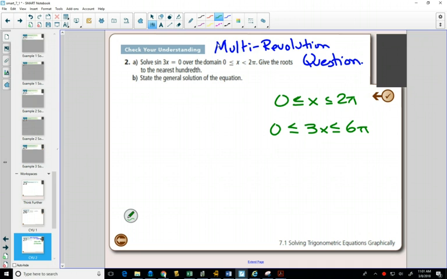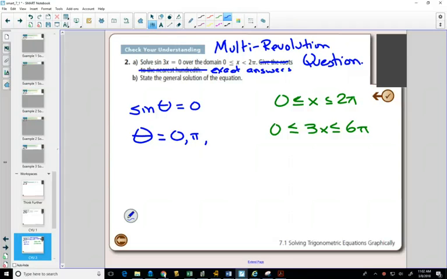So again, and don't write this part down, if this was just sine theta equals 0, and you were solving for it, is your y-coordinate ever 0? We're not going to do this to the nearest hundredth. We're going to do exact answers. When is your y-coordinate equal to 0? When theta is 0 and pi and 2 pi. And that's how you would solve this question if it said sine theta equals 0.